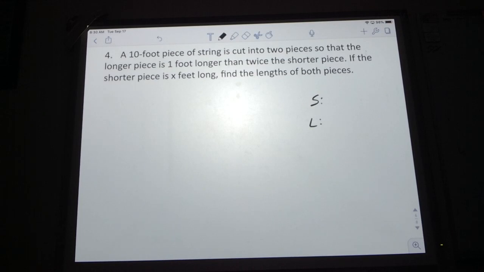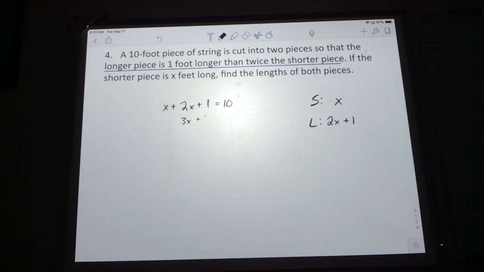A 10-foot piece of string is cut into two pieces so that the longer piece is 1 foot longer than twice the shorter. So we are basing everything on that shorter piece. That is our X. It says the longer one is 1 foot longer, so plus 1 of twice the shorter. Okay, and we know that that came from a 10-foot piece of string, so we're going to add those together. So X plus 2X plus 1 equals 10.